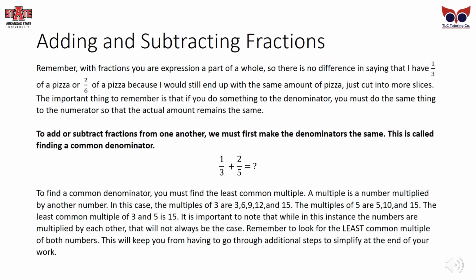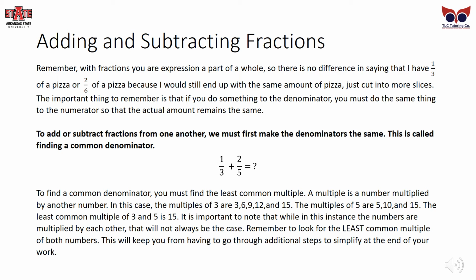To add or subtract fractions from one another, we must first make the denominator the same. This is called finding a common denominator. 1/3 plus 2/5 is a good problem to look at as an example. To find a common denominator, you must find the least common multiple of the two numbers. A multiple is a number multiplied by another number.